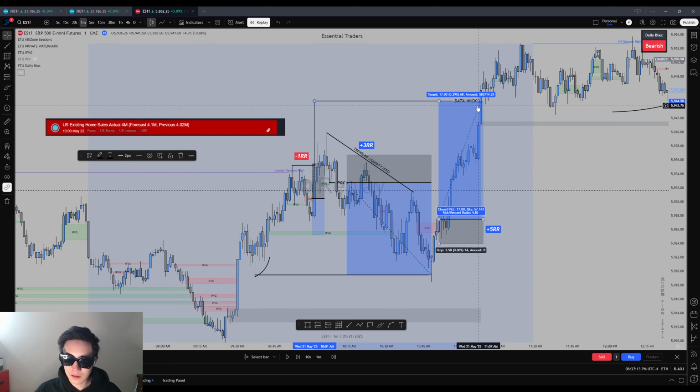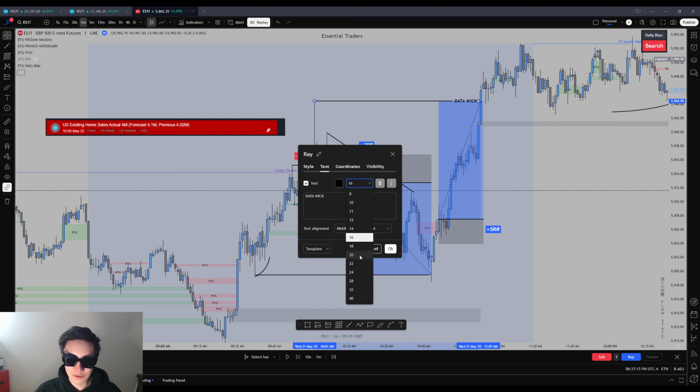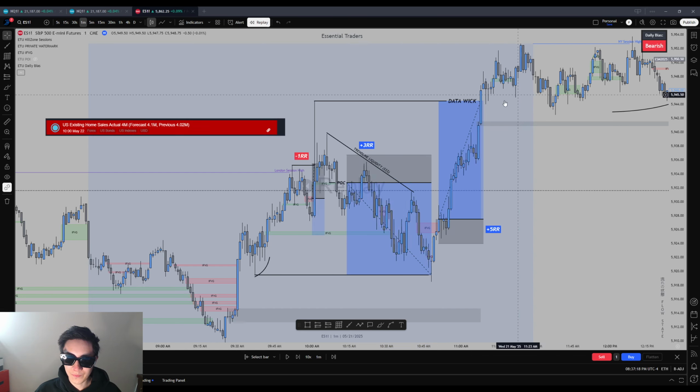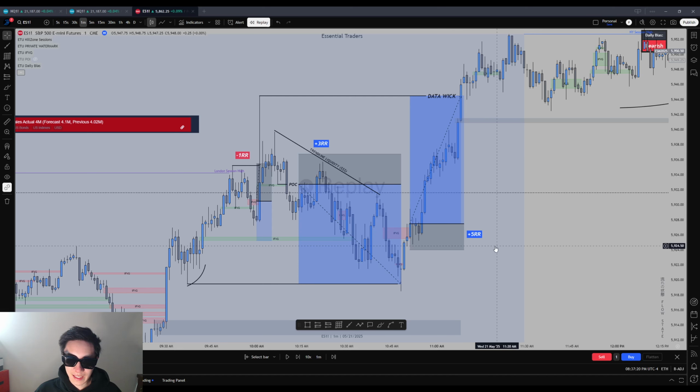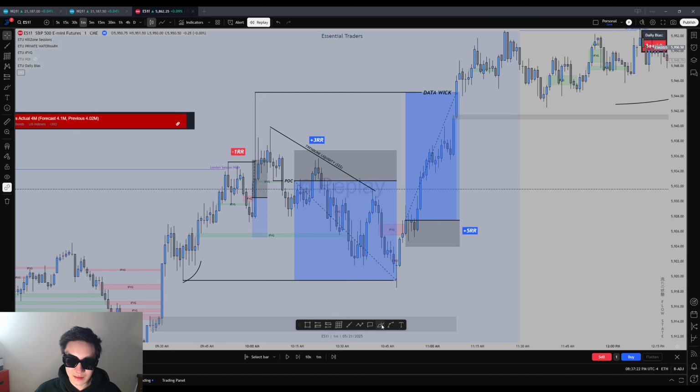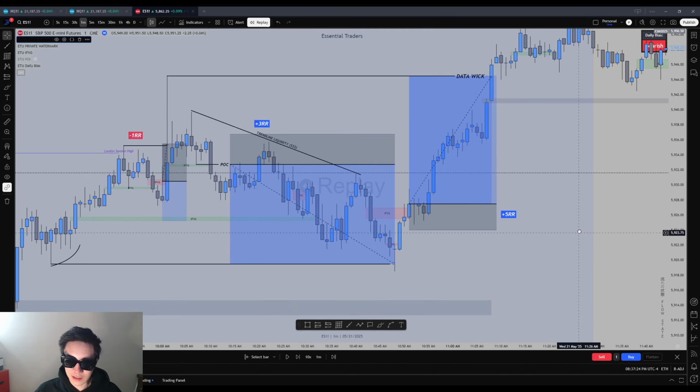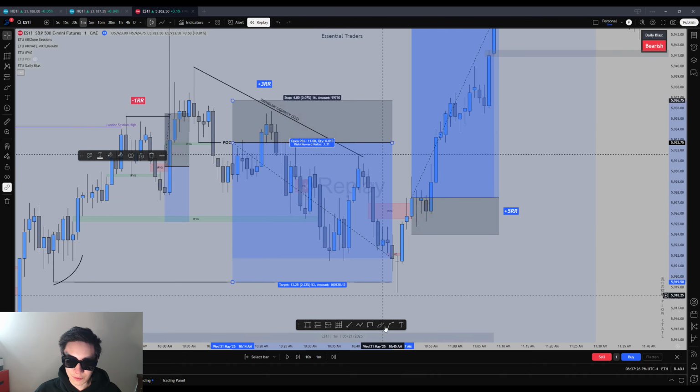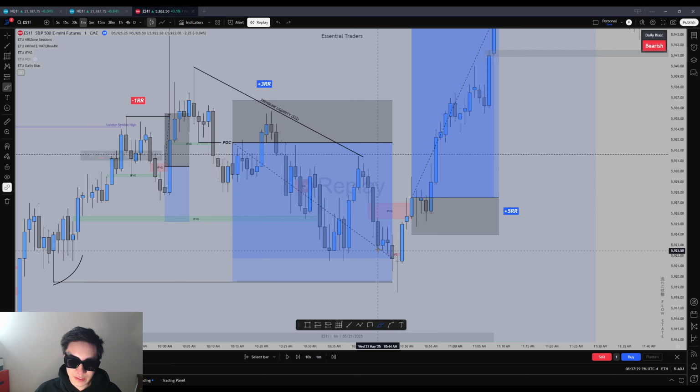Is this the right size? Shoot, it's bigger. Anyway, that's the data wick, right? And I took an IFG setup here based on certain things. I missed a small IFG here, actually. I missed a setup right here. We had a small IFG here. We did have a pullback here based on this candle, how it delivered, right?